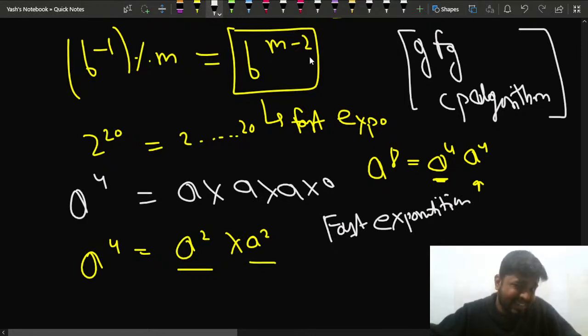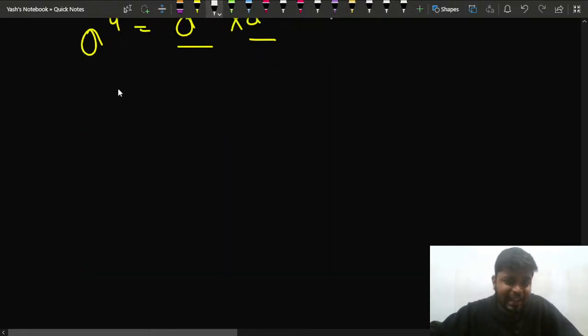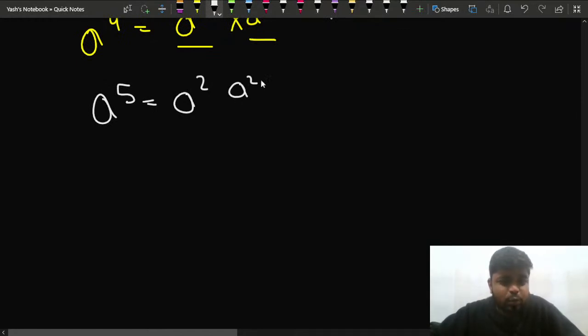If you calculate this linearly, it would run m minus 2 times. But if you calculate it efficiently, then I guess it would run in log time. So the complexity would reduce a lot. That's how you are calculating this particular thing. Like as I said, if I have a to the power 5, this would be nothing but a to the power 2, a to the power 2, a to the power 1.